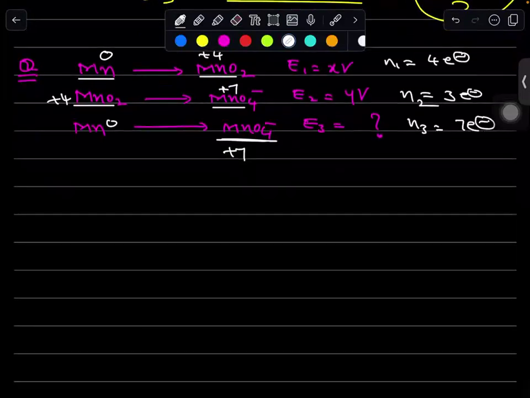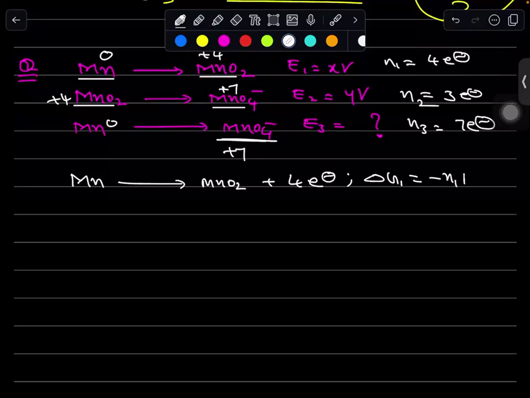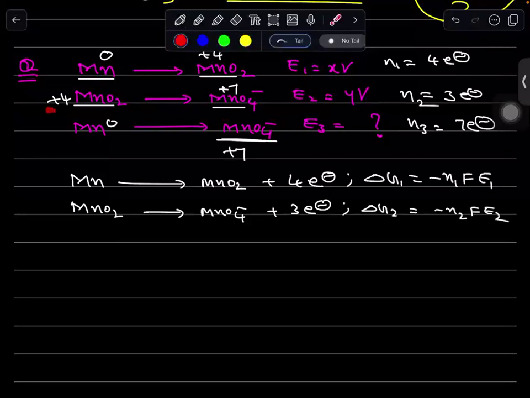So the first equation: Mn becoming MnO2, by releasing 4 electrons as you said. So here I will write del G1 is equal to minus N1 F E1. Second equation: MnO2 becoming MnO4 minus by releasing 3 electrons, which is del G2 equals minus N2 F E2, which is the second equation I have written.